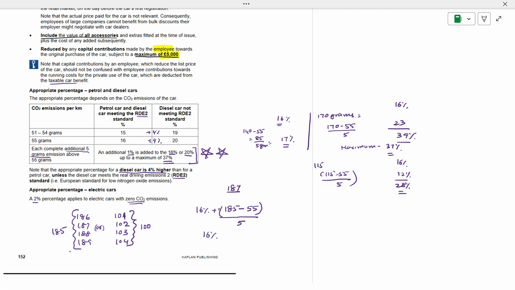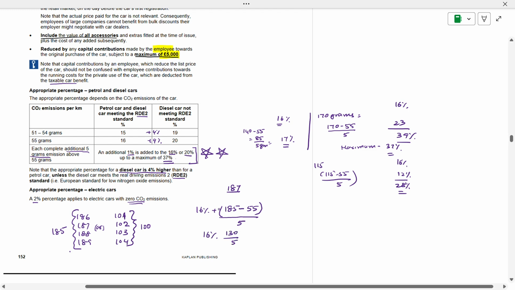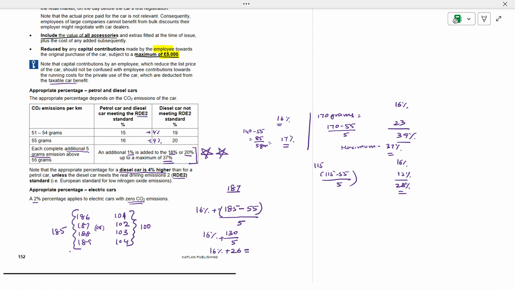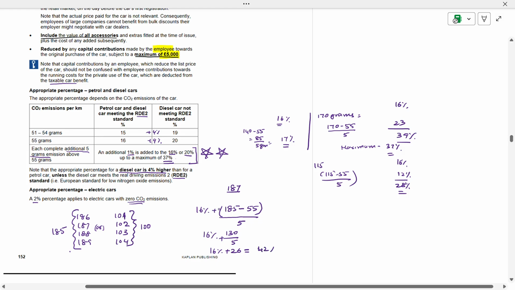It comes to how much? If you take into consideration 130 by 5, it is 26. 16 plus 26. If I am wrong, just correct me. It comes to how much? 42%.